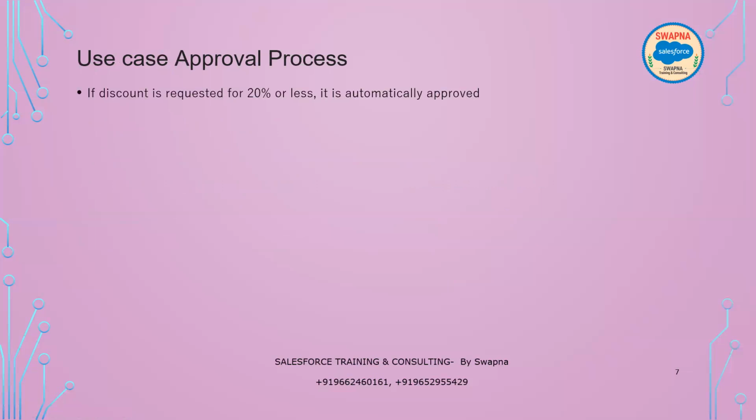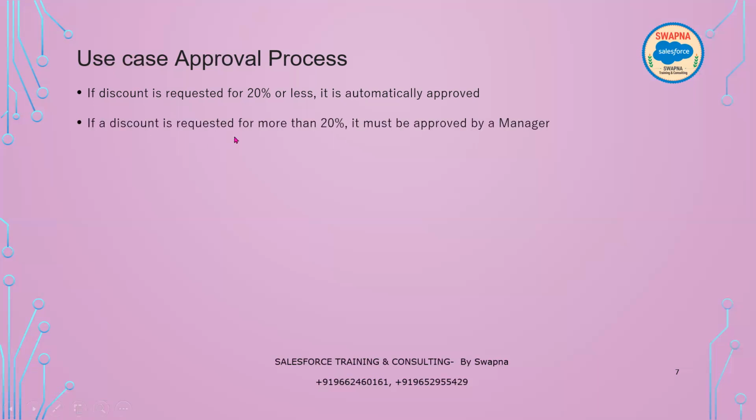So let's see the use case. Let's assume we have an opportunity object. Inside the opportunity object, there is a field called discount. If the discount is requested for 20% or less, it is automatically approved. That means in the opportunity, if your discount field is less than or equal to 20%, then it should be automatically approved.